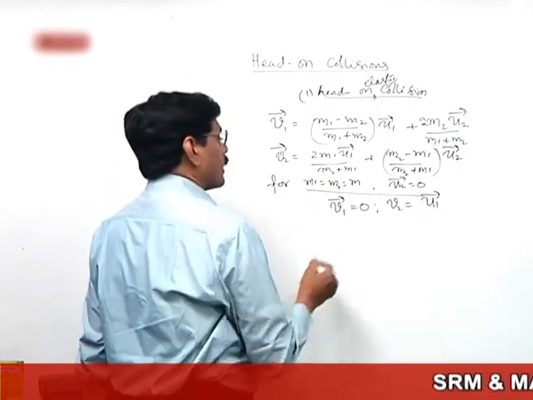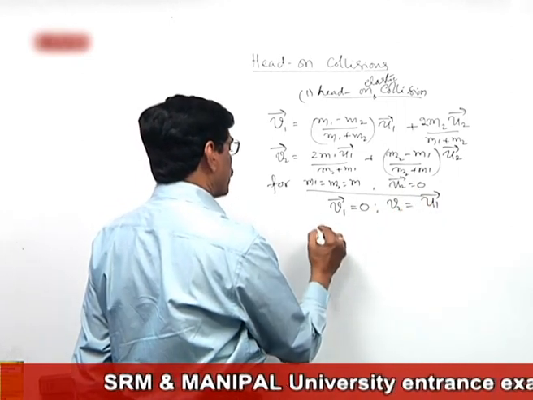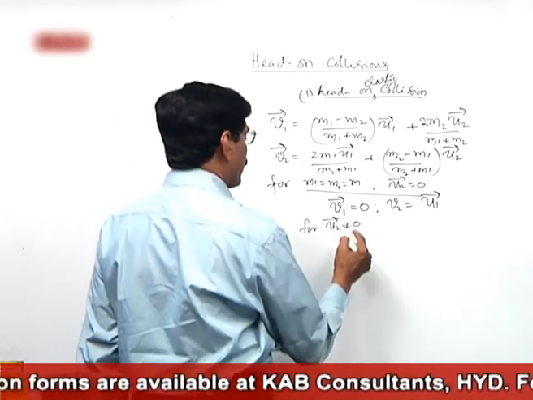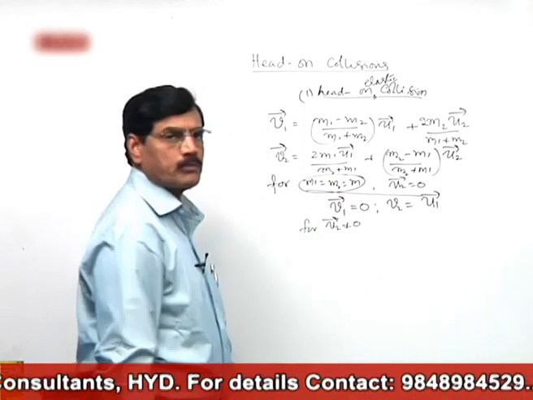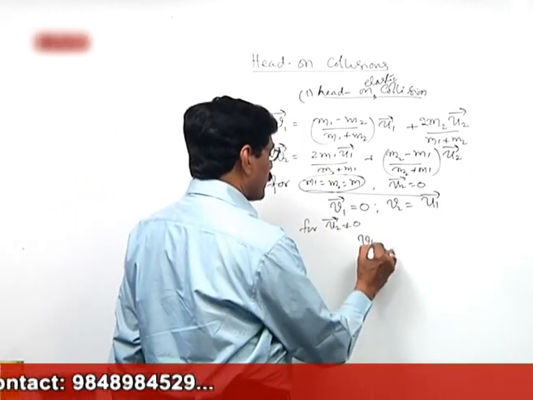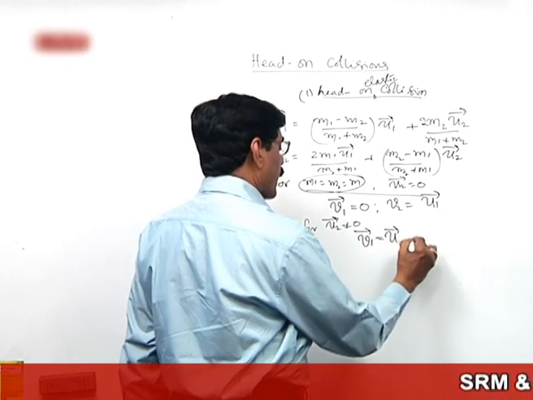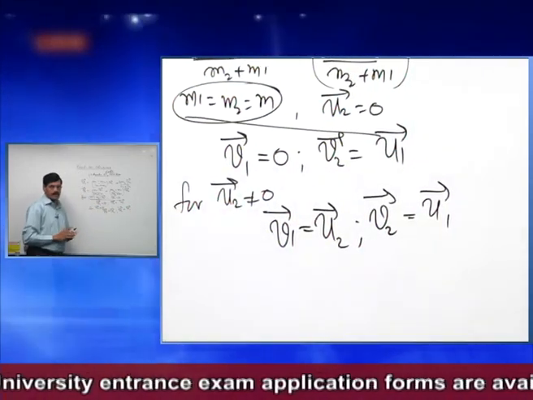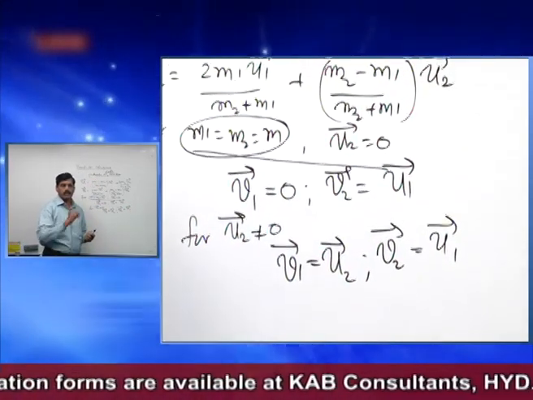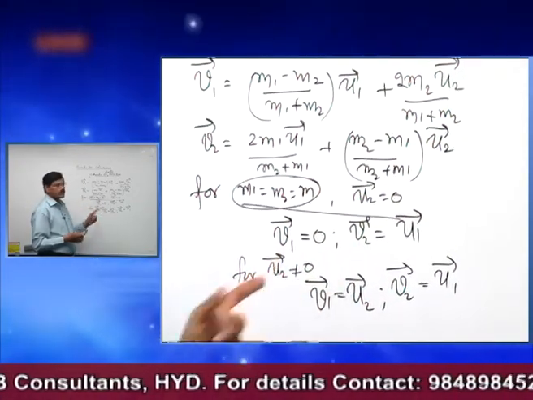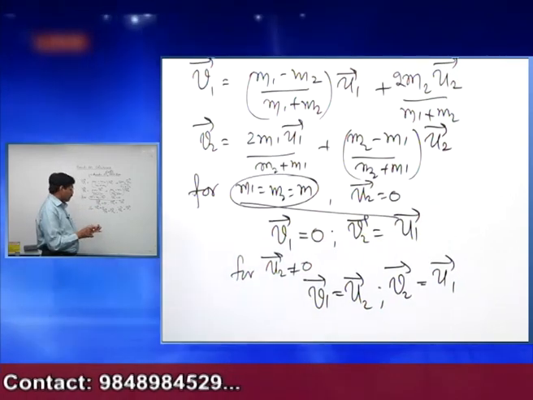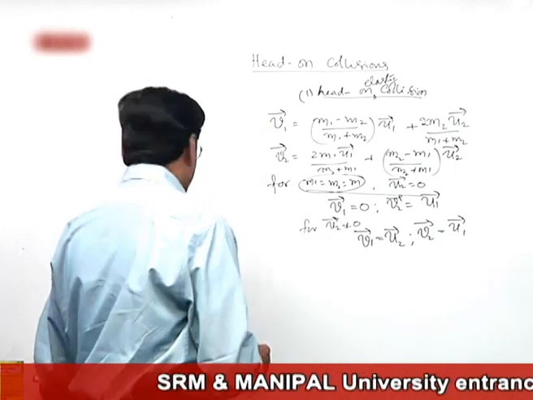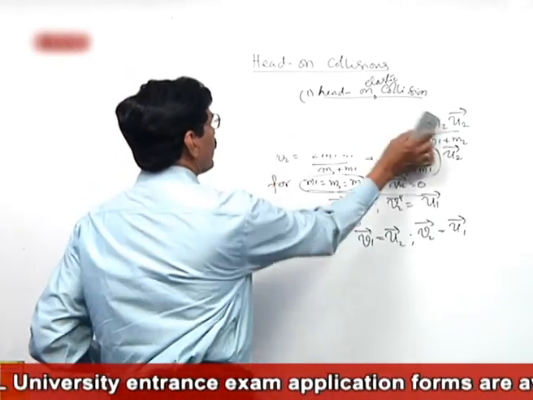Now, if u2 is not 0, means the target is not at rest, for the same m1 equal to m2 equal to m, we get v1 is equal to u2 and v2 is equal to u1. They exchange their velocities. In the case of head-on elastic collision between identical bodies, the velocities after collision are simply exchanged, means the first body comes out with the velocity of the second body and the second body comes out with the velocity of the first body. This is the first conclusion.